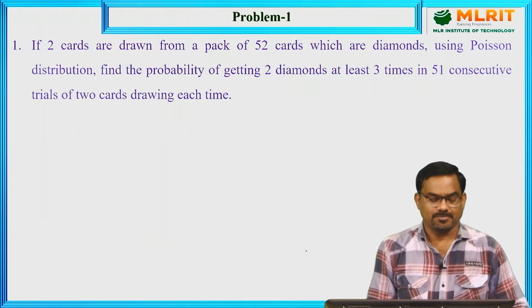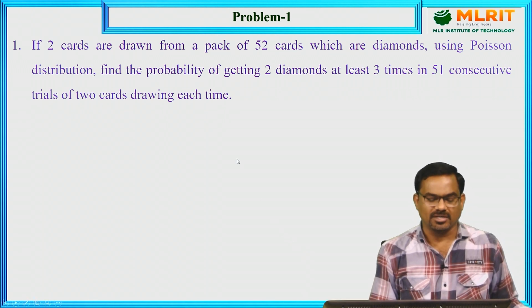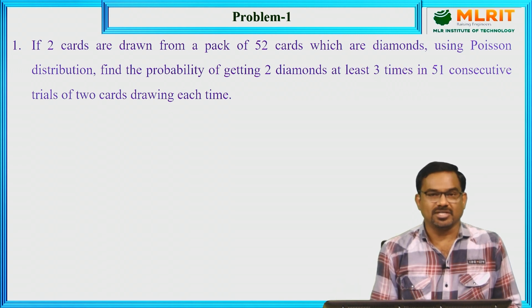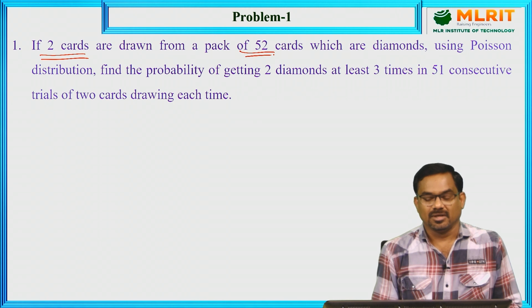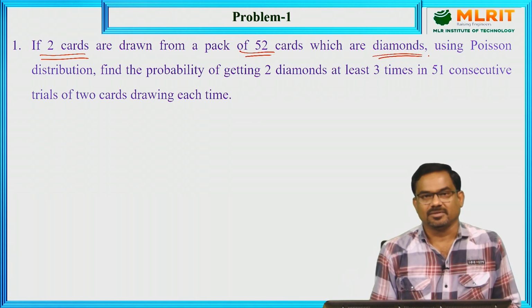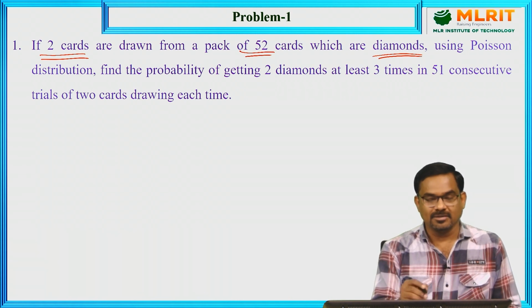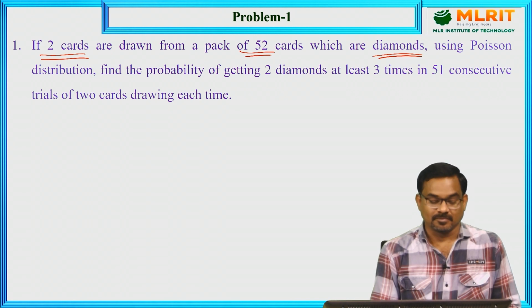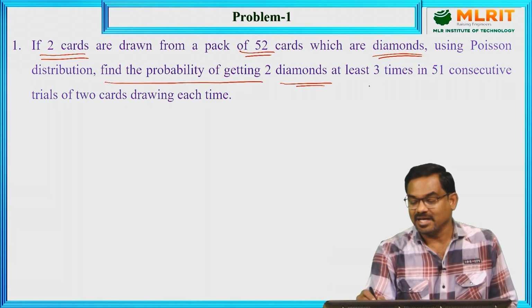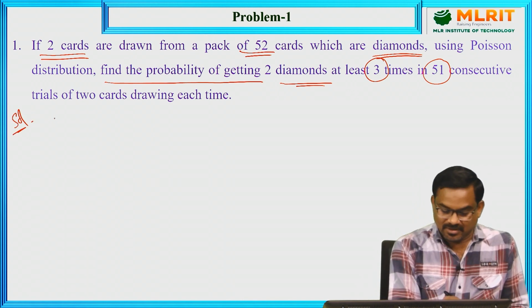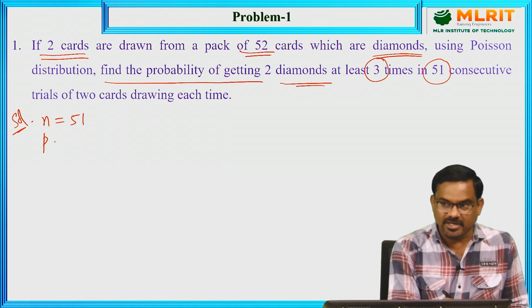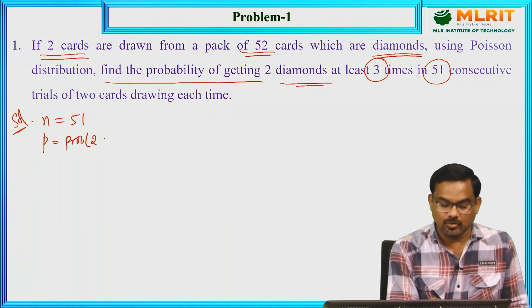Now coming to the first problem: if two cards are drawn from a pack of 52 cards which are diamonds, using Poisson distribution, find the probability of getting two diamonds at least 3 times in 51 consecutive trials of two cards drawing each time. So again I repeat, if two cards are drawn from a pack of 52 cards and those two cards are diamonds, first we need to find the probability of drawing two diamond cards from a pack of 52 cards, and then find the probability of getting two diamonds at least 3 times in 51 consecutive trials. So the number of trials n is given as 51 and the probability of success p is the probability of drawing two diamond cards.